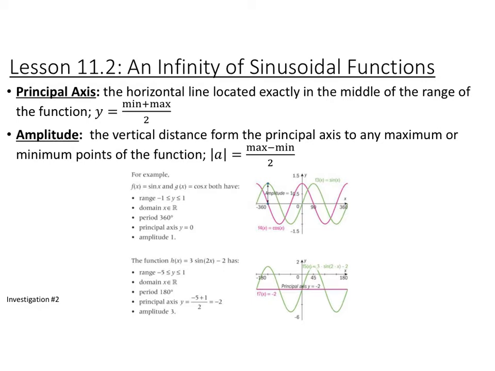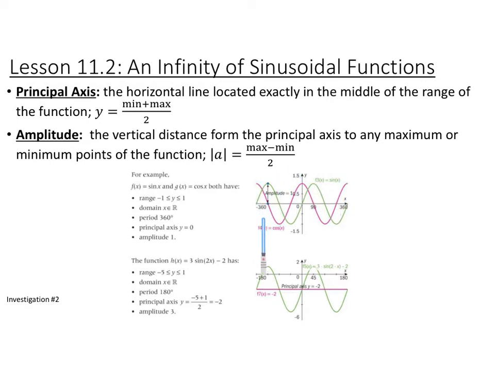Next, we have the amplitude. The amplitude is the distance from the principal axis to either the maximum or the minimum point. We always say it's a distance, so we call it absolute value of A, and it's the distance between the maximum and the minimum, divided by 2.